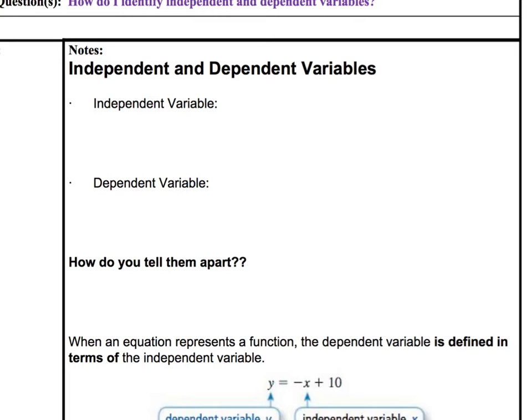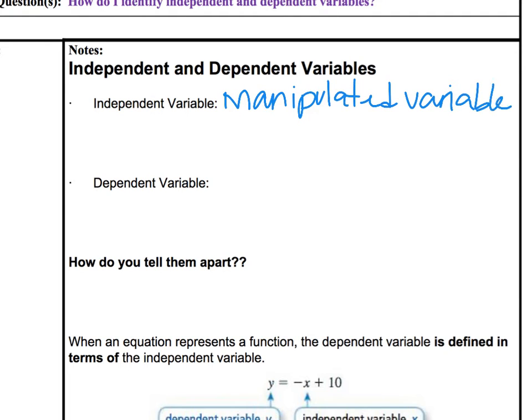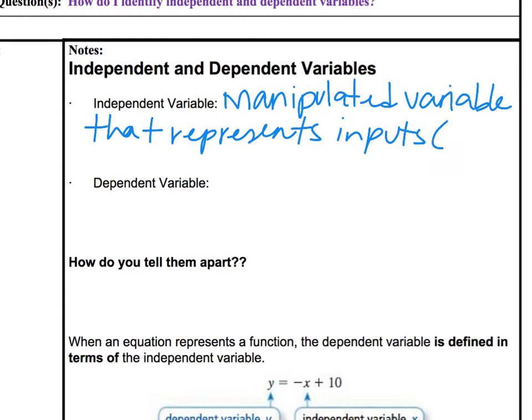Okay, independent is the manipulated variable. So it's the thing that you're changing, or the thing that is changing, that represents the inputs. Or the domain.